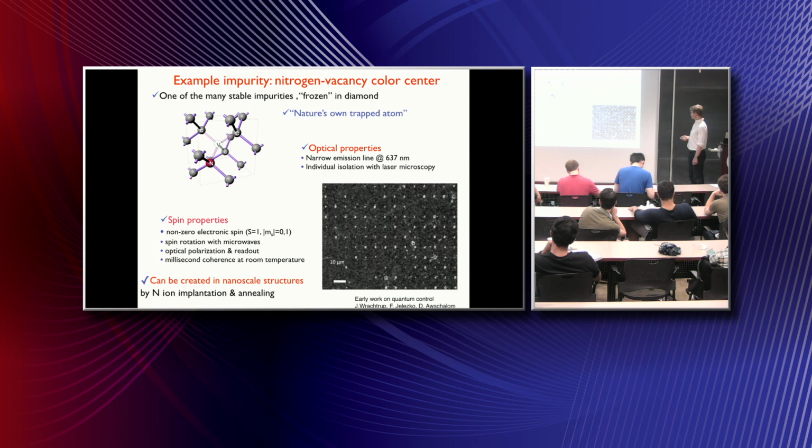Last but not least, I should mention that these nitrogen vacancy centers, as well as other defects, can actually be created in nanoscale structures. They can be created kind of artificially. For example, if you start with a clean diamond and implant these color centers by shooting ions, you can create these arrayed structures, which maybe look a little bit like atom arrays, which I was showing to you yesterday.